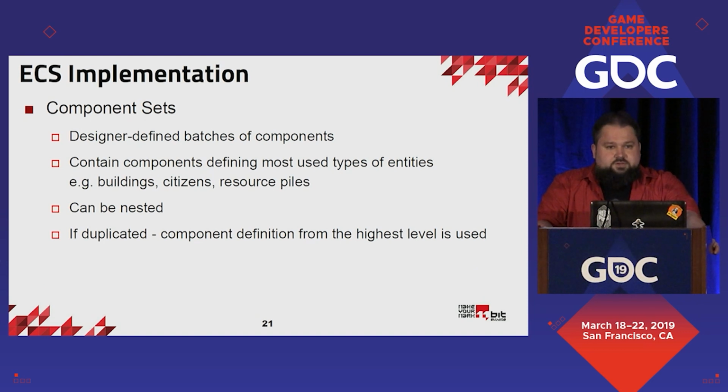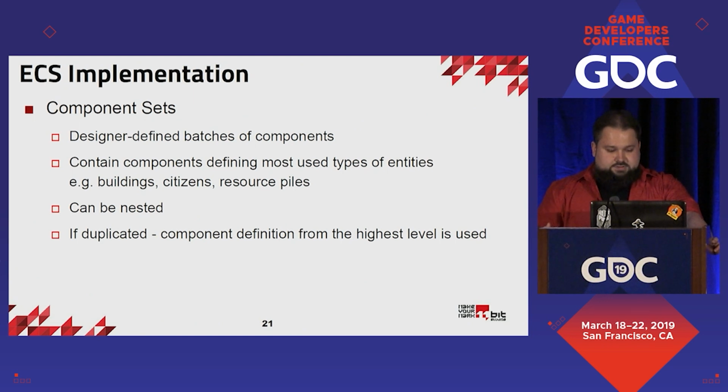Through the development of the game, the design team pinpointed that a lot of entities are basically the same in some way. So they have similar components attached to them. When creating a new building, for example, they had to copy the component definitions that were basically the same for every single building. To solve that problem and to make the designers' life easier, we introduced component sets. Component sets are batches of components that the designer can define.